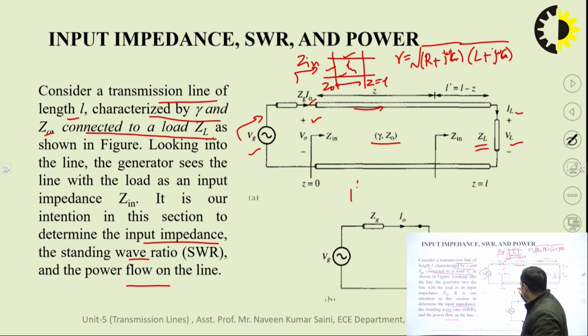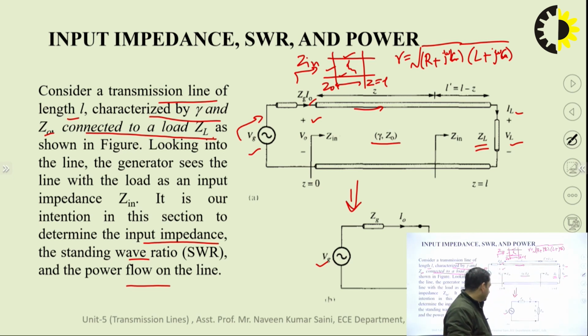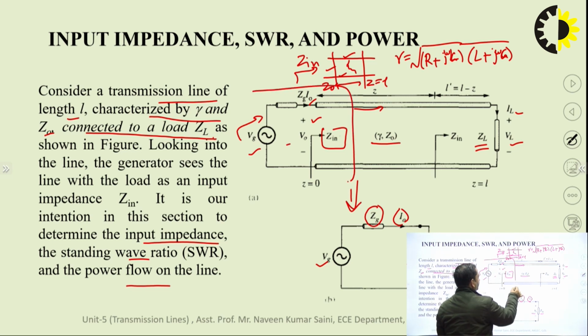This is the analogous diagram of the above one, where Vg is the source voltage we are applying, Zg is the source impedance at the input side, I naught is the current, and V naught is the voltage across Z in. Here Z in is the input impedance, and across this Z in we have V naught. This section we are assuming.